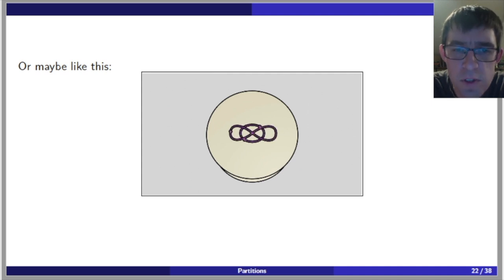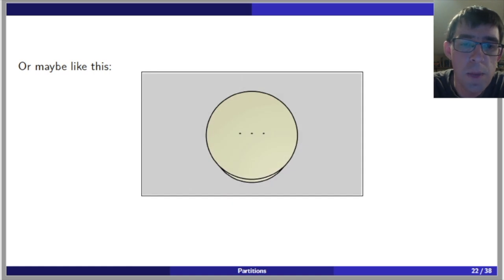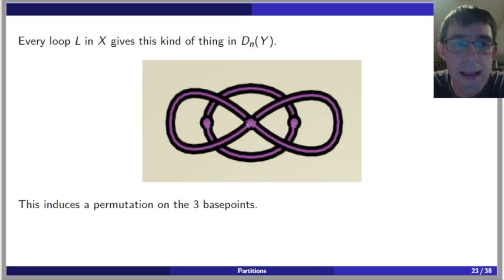All right. This is what it looks like when you start with a loop in the domain and you send it into a loop in a configuration space. It looks like a few different loops together, right? So every loop in X, the domain, gives you something that looks like that in the codomain D_n of Y. And in this case, this motion of those points, this one's not animated, but if you think of those points as moving, this indicates a permutation of the 3 base points, right? Each one of them, after these points do their little trip, will end up somewhere else, or it might end up where it started. But each such loop will induce a permutation on the 3 base points.